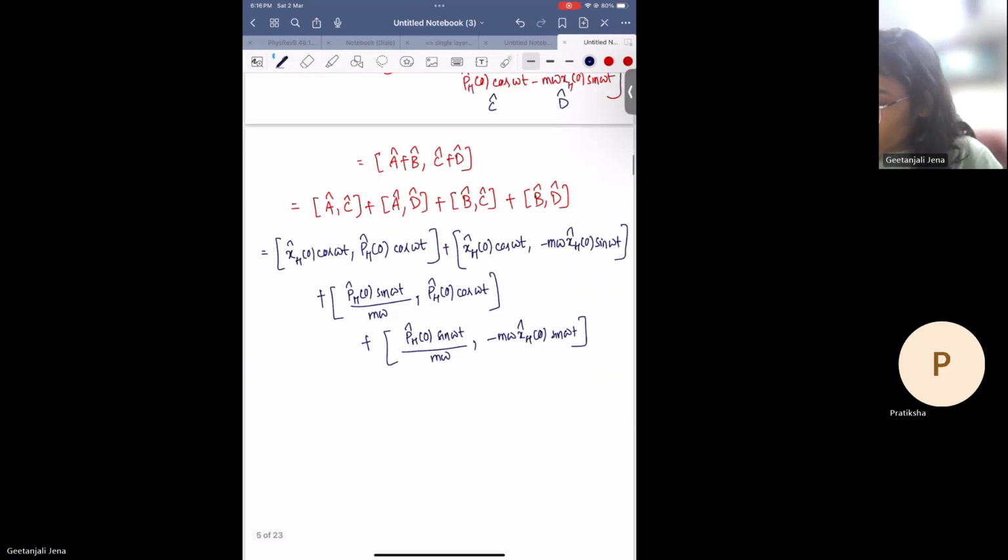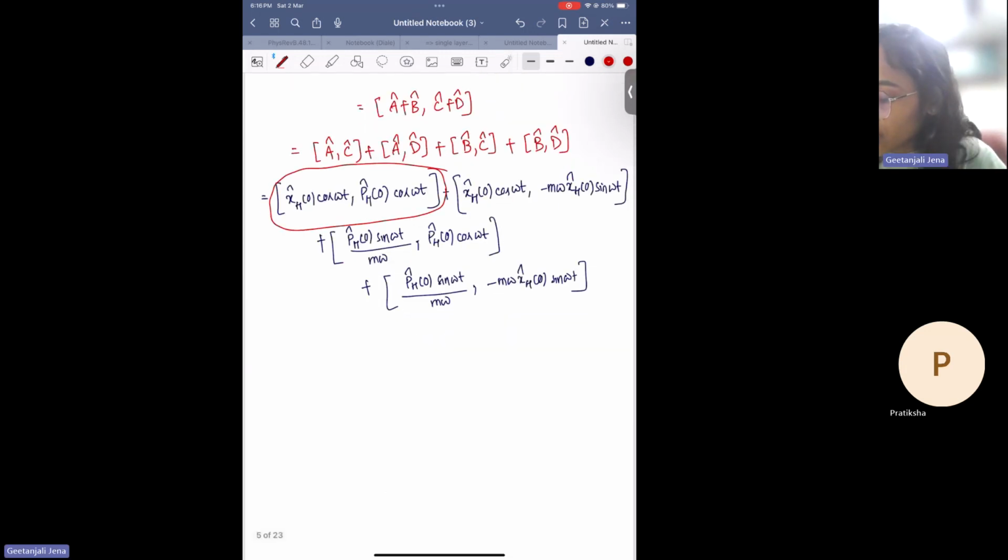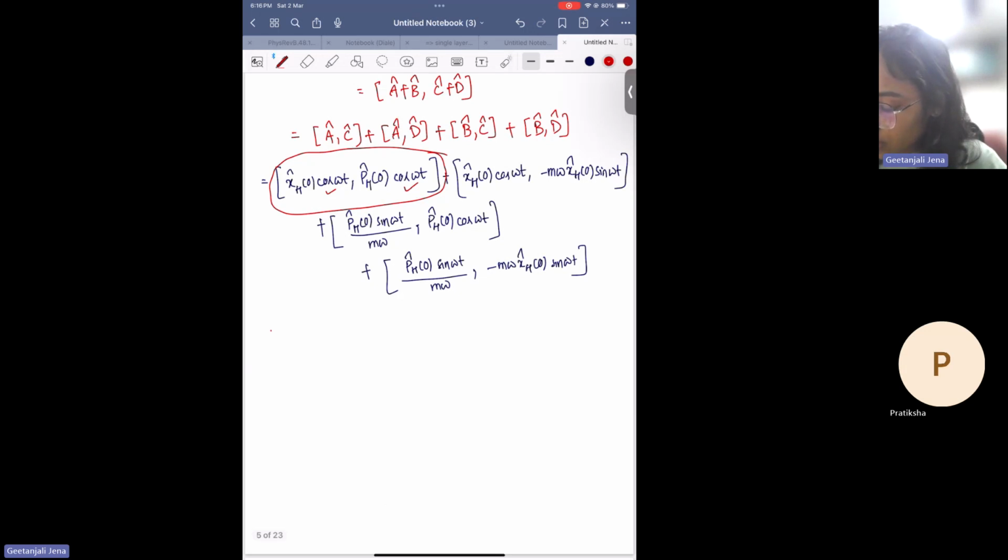So let's see the first term, this one. You can see there is a cos omega t here and a cos omega t here, and cos omega t you can take out from the commutation relation because this is constant. So the resultant expression has cos omega t twice. So when you multiply it, it will be cos square omega t. So this is cos square omega t.